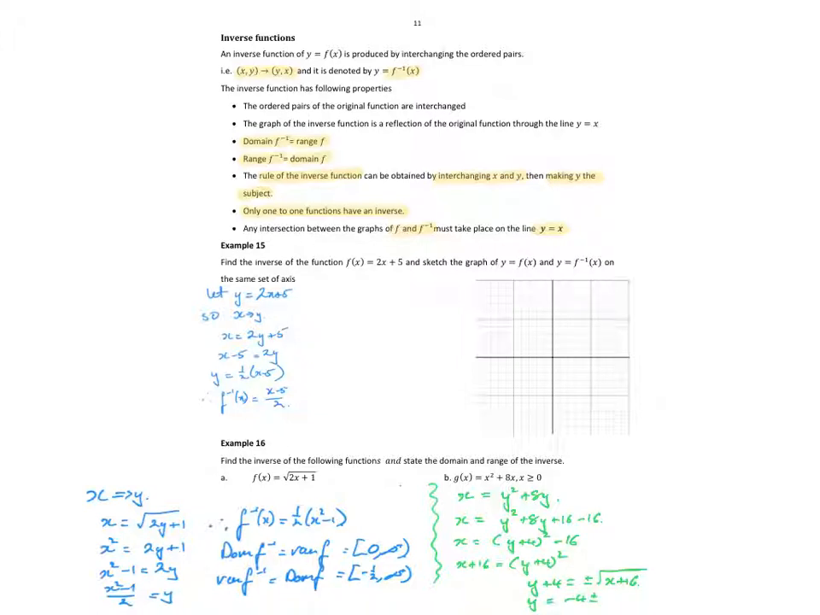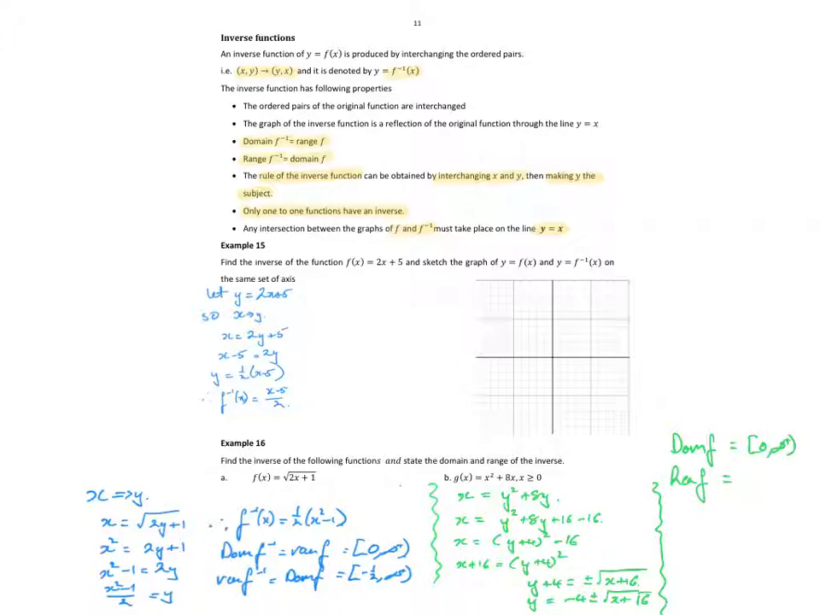So y is equal to negative 4 plus or minus root x plus 16. And we'll need to check the domain and range before we decide if it's a plus or a minus. So exactly the same, let's consider our graph of x squared plus 8x. The domain of g is just x is greater than or equal to 0. It's written there for us, 0 to infinity. So that's the range of my inverse function.